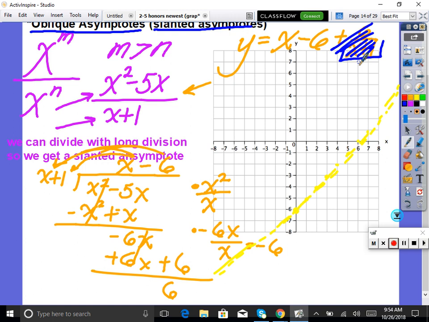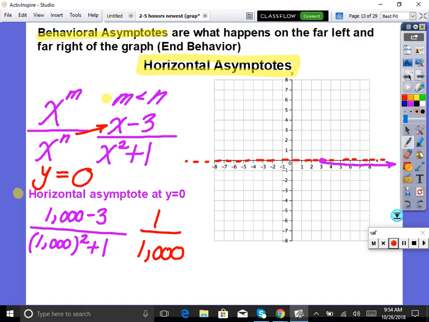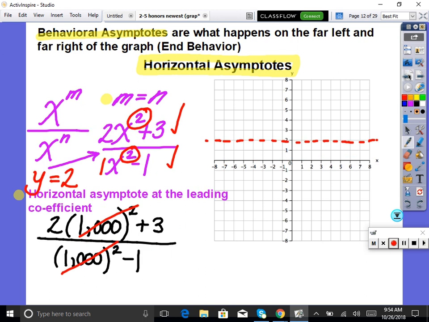So what were the 3 rules we just did? If the degree is the same, right? If the degree is the same, what was the rule? The horizontal asymptote is at the leading coefficients.